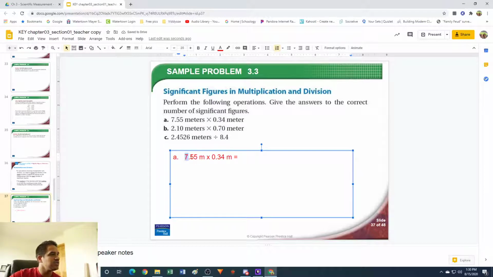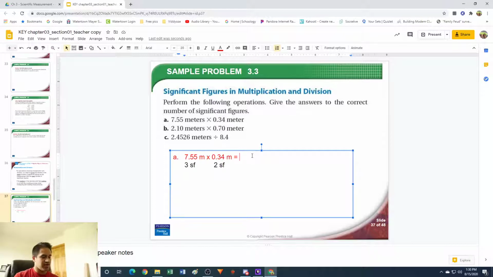Now, this first number here, 7.55 meters, has 3 sig figs. Okay, we'll go SF, 3 sig figs. 0.34 meters has 2 sig figs. So our final answer, based on our measurements here, since this one has the least number of significant figures, needs to be rounded to 2 sig figs.